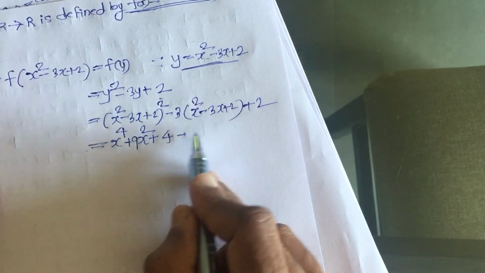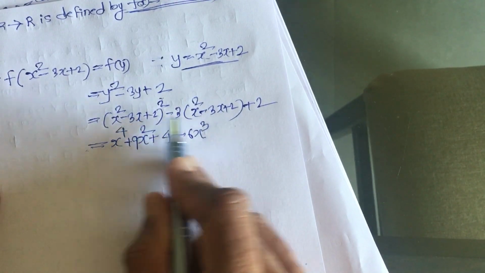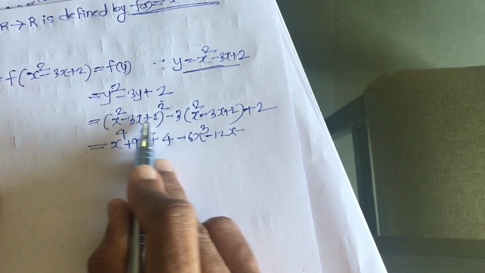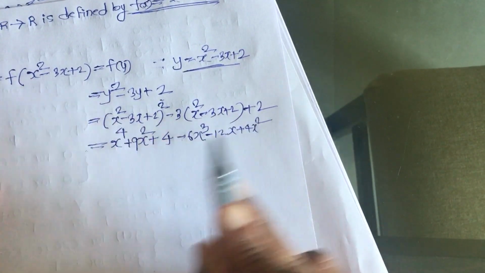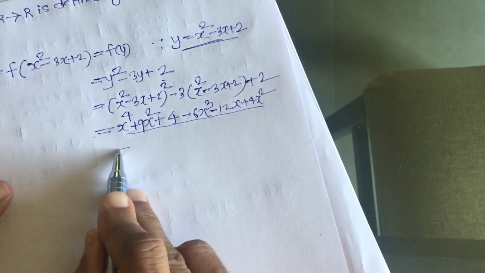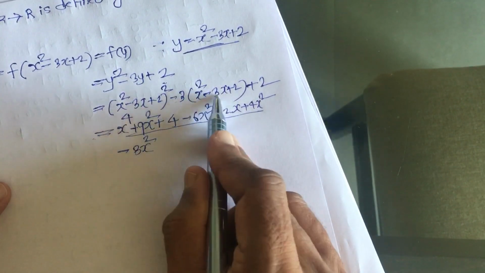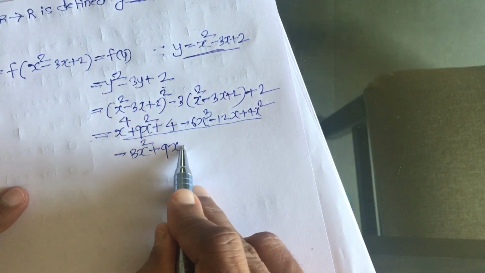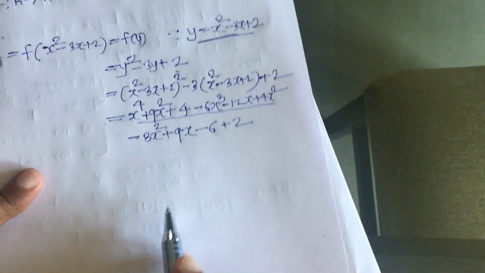2ab means 2 3s are 6, minus 6x square, x cube, 3 2s are 6 and 6 2s are 12x, and 2ca means 2 2s are 4x square. This is the square of x square minus 3x plus 2. I multiply: minus 3x square, plus 9x, minus 6, and this is plus 2.